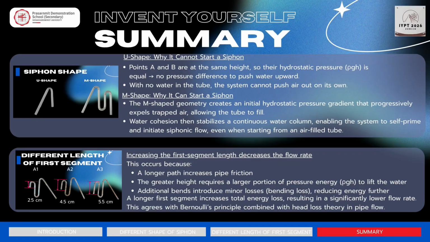Our study shows why an M-shaped siphon can self-start while a U-shape cannot. In the U-shape, both ends sit at the same height, so there's no pressure difference to expel air and begin flow. But the M-shape creates an initial pressure gradient that pushes air out and forms a continuous water column. We also found that increasing the first segment length reduces flow rate because of greater height, friction, and bending losses, resulting in higher total energy loss.